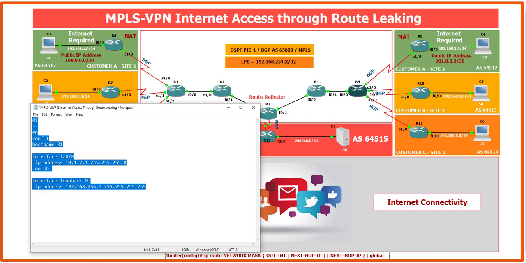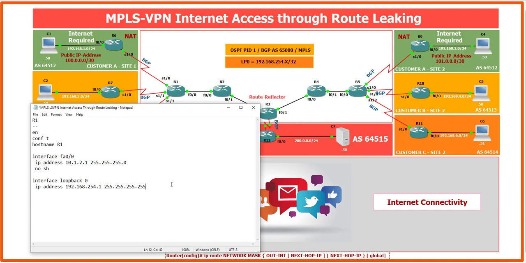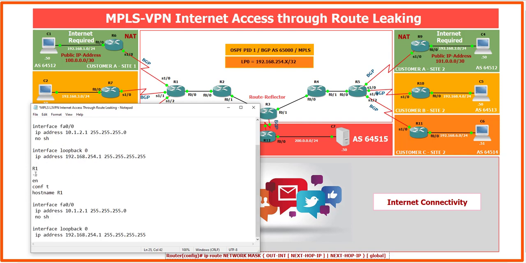This is the initial part of our configuration for R1, and then we can copy this configuration because this is similar to the R5 configuration and also the R3 configuration. Let me first configure R5. This is R5. Okay, host name is R5. Here we have interface FastEthernet 0/0 with the IP address of 10.4.5.5 255.255.255.0 and no shutdown. Also, we have interface loopback 0 with the IP address of 192.168.254.5 255.255.255.255.